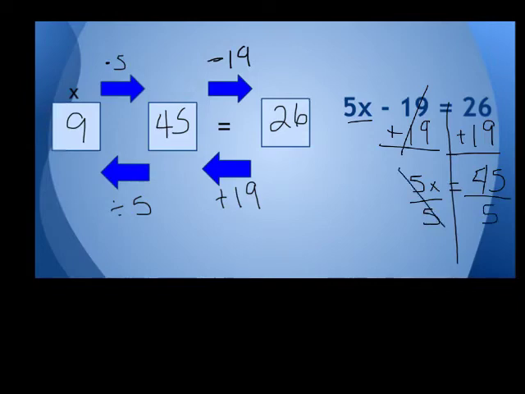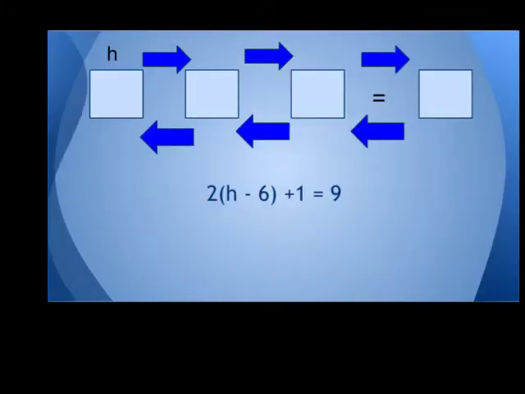5 divided by 5 cancels, bring down the x. 45 divided by 5 is 9. So using backtracking or using the algebraic steps, we come up with x equals 9 both ways.